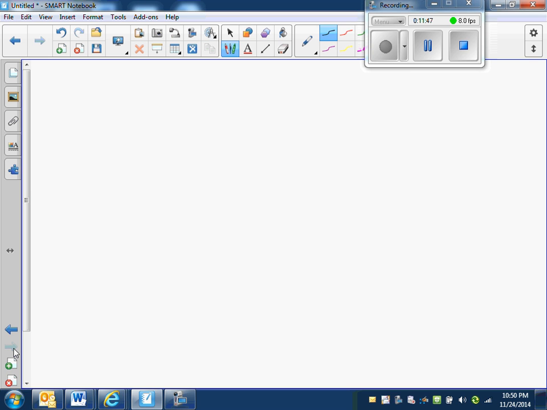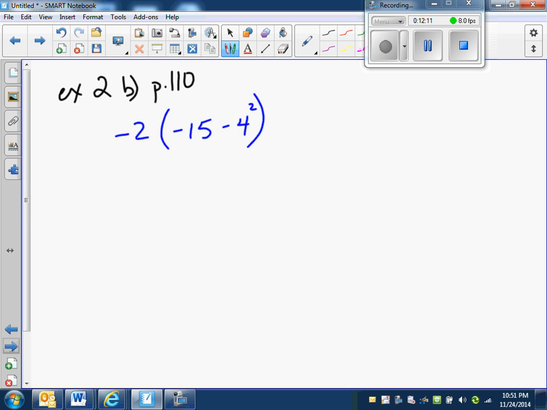Here's a more challenging question, a longer problem. This is from example 2B on page 110 in your textbook. If you had -2 times [-15 minus 4 squared] plus 4 times [2 plus 3] squared. What's the solution to this, and what's the correct order?